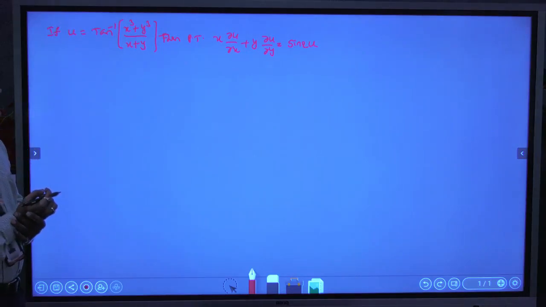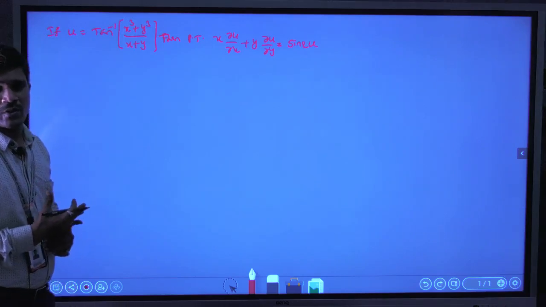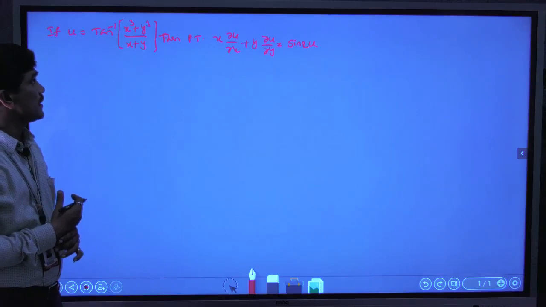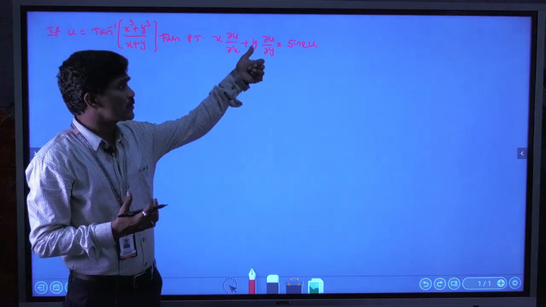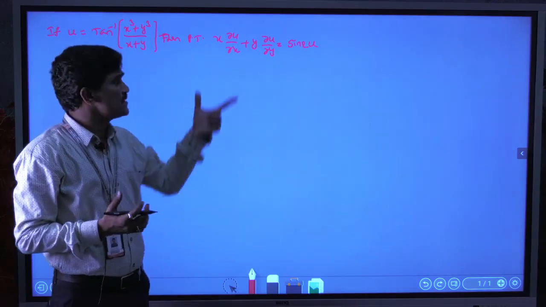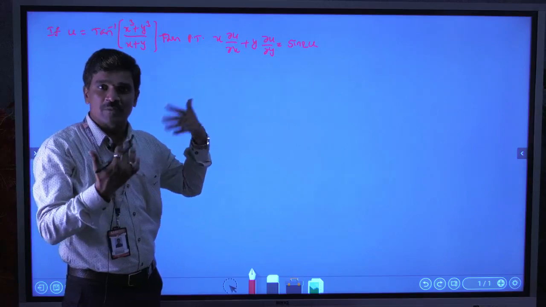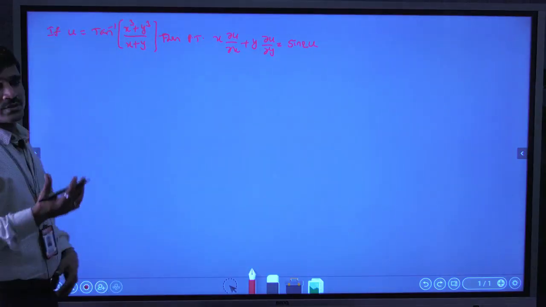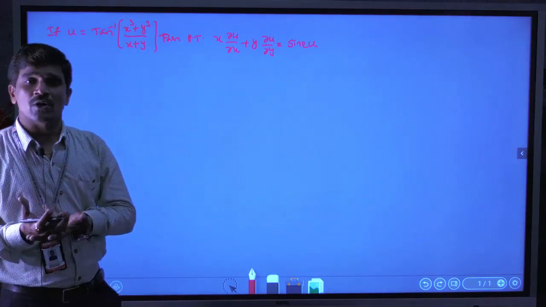In the given problems here, the functions are tan inverse, cot inverse, or logarithmic functions. For every such function we have to prove that x ∂u/∂x plus y ∂u/∂y is equal to sin 2u. What is x ∂u/∂x plus y ∂u/∂y? This is Euler's theorem. So compulsorily we have to use Euler's theorem. Now first of all, to use Euler's theorem, what is the function here? Is it a homogeneous function or not?